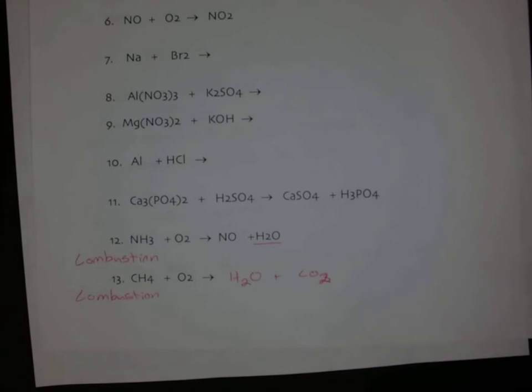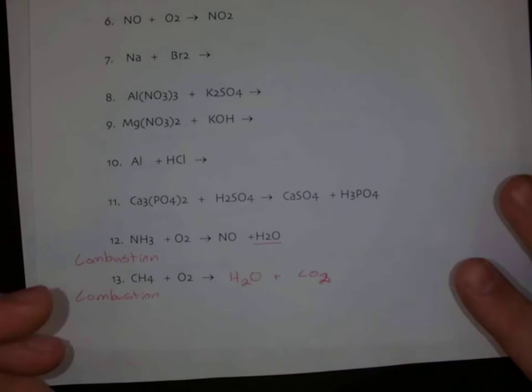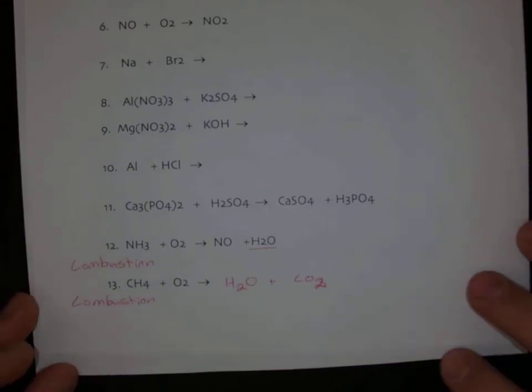So oftentimes when we have combustion reactions, we always know that we create water and some sort of oxide. Generally, it's going to be carbon dioxide, okay? So this is our last type of chemical reaction. We should have 5 types of chemical reactions, okay? Our next step was to start balancing our reactions, okay?